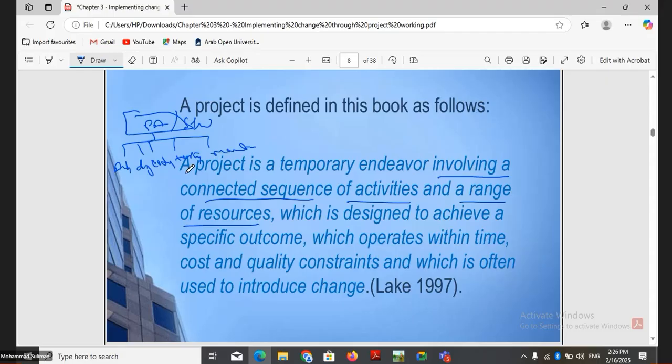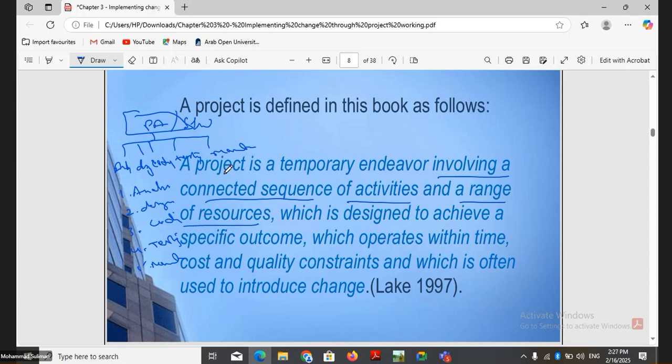These are sequences of activities. First I do analysis, next I do system design, next I do coding, next I do testing. I cannot do testing before coding, right? Then next, I do maintenance. So it is a sequence of activities, and a range of resources. It involves resources, of course, like human resources, non-human resources, computers, and everything.